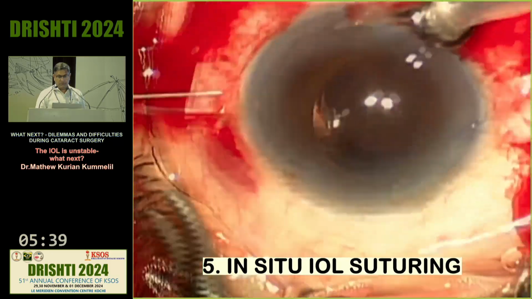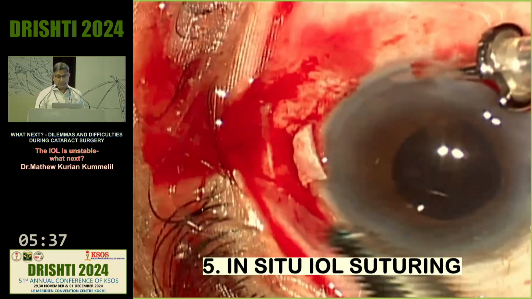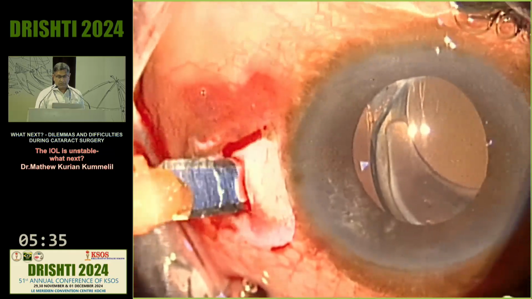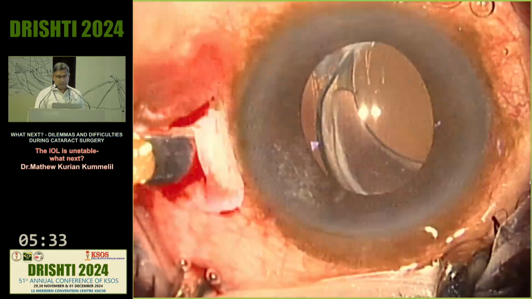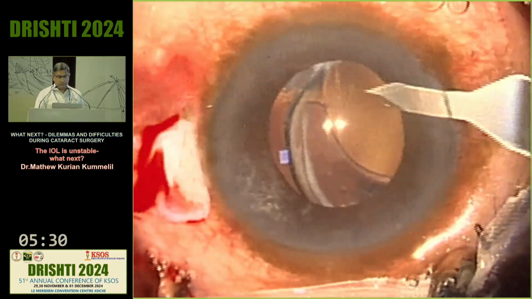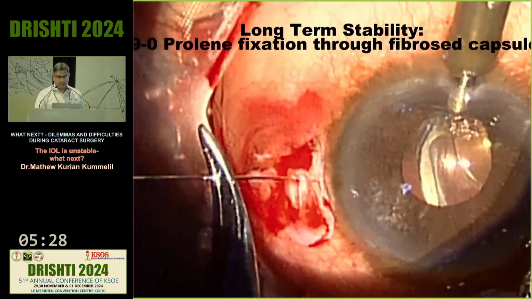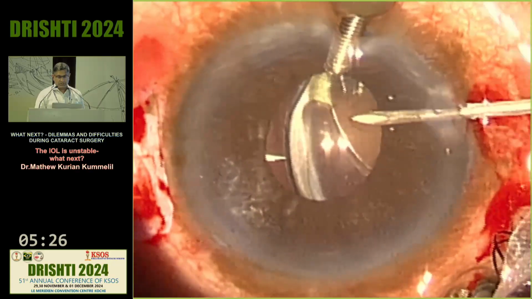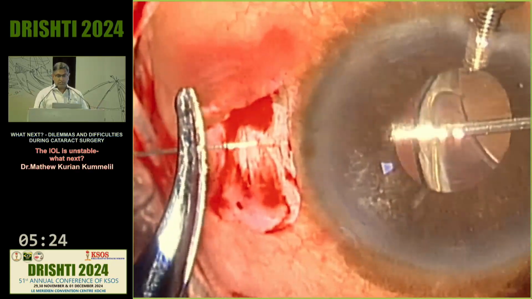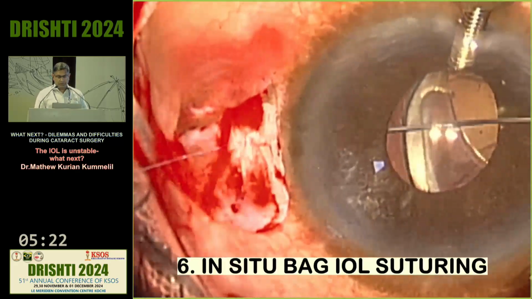Unstable IOLs, if it is a closed C-loop IOL, you can do an in situ suturing under the flaps. Very old method. Now I use scleral pockets and have gradually moved from the temporal, the peripheral, to the central approach, to Hoffman's pockets.